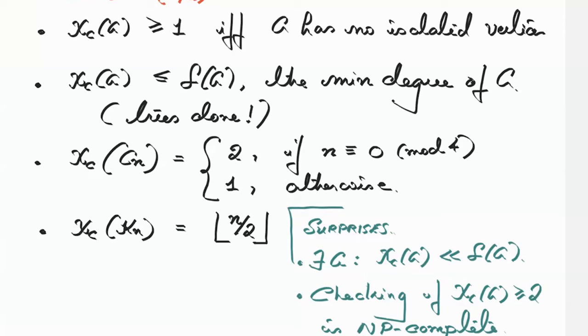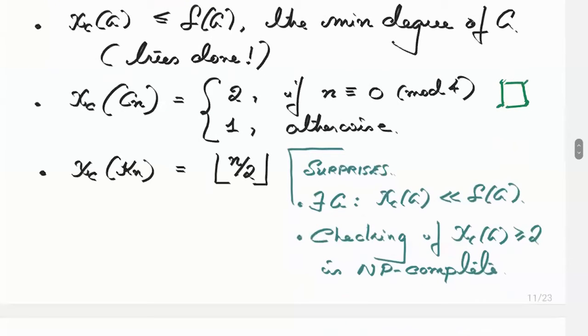Okay, and for the cycles, you can verify this given time. We saw that the 4 cycle can be colored using 2 coupon colors, and it turns out that if the length of the cycle is 0 modulo 4, you can always do a 2 coupon coloring. Otherwise, you can do only a 1 coupon coloring. And for the complete graph Kn, you can have a coupon coloring using floor of n by 2 colors. You essentially have to give the same color to at least 2 vertices so that they see each other, and that will work.